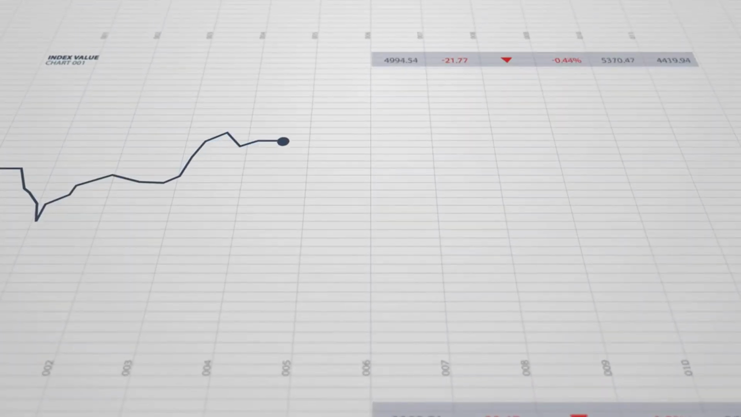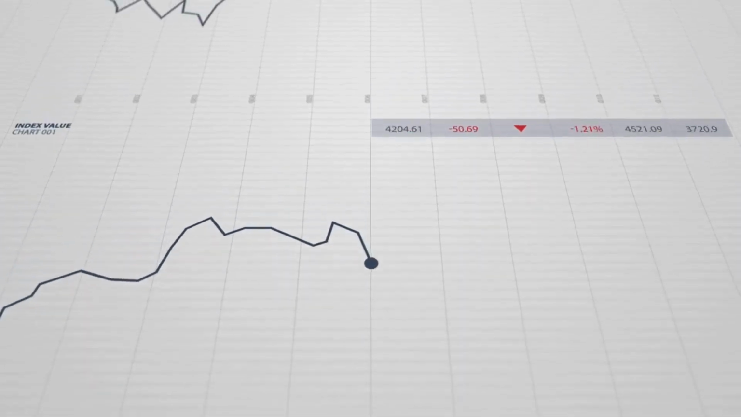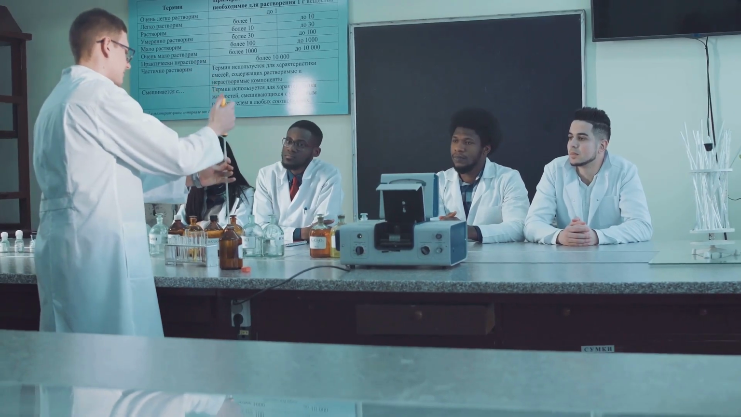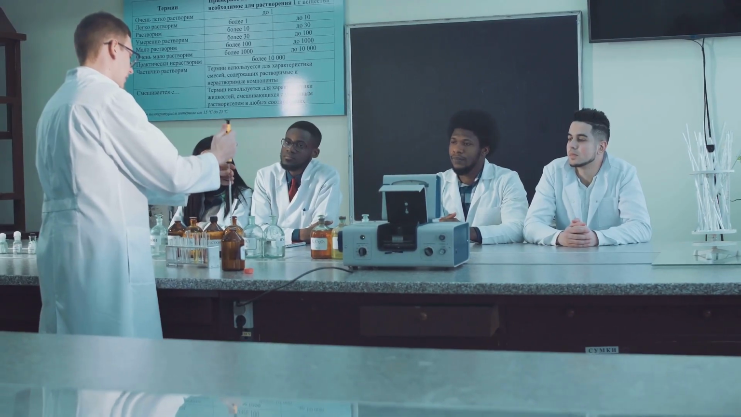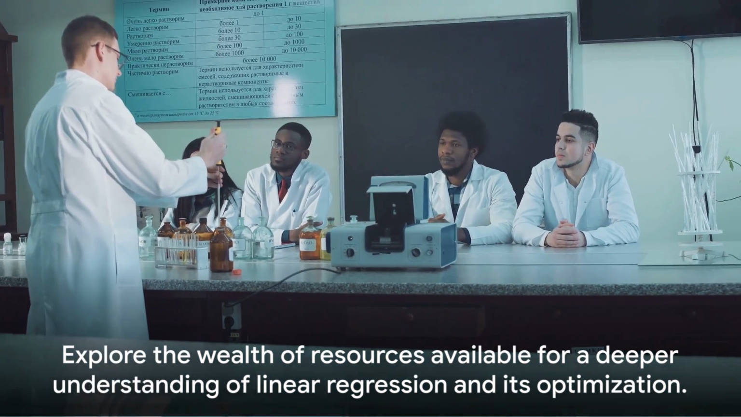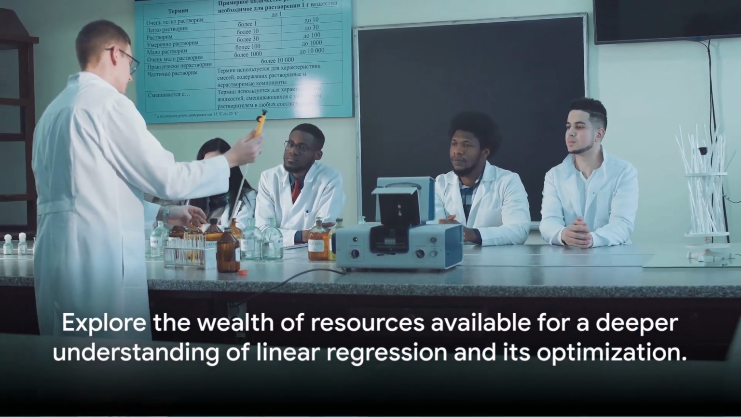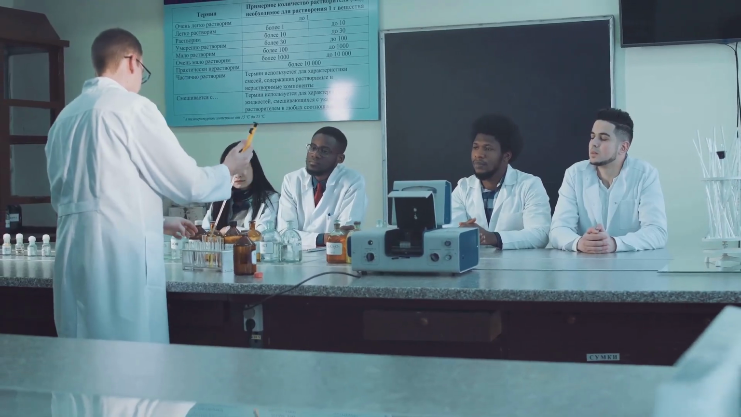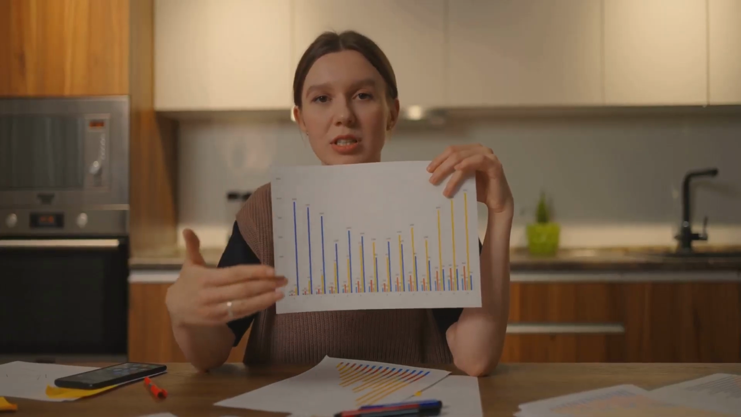Now, don't just take my word for it. Apply these concepts, experiment with different learning rates, and observe their effects on the model training. There's a wealth of resources available for a deeper understanding of linear regression and its optimization. So, go forth and explore the intriguing world of linear regression.